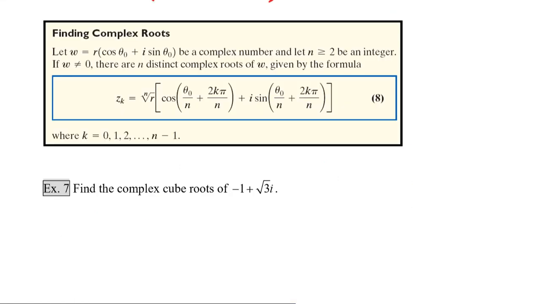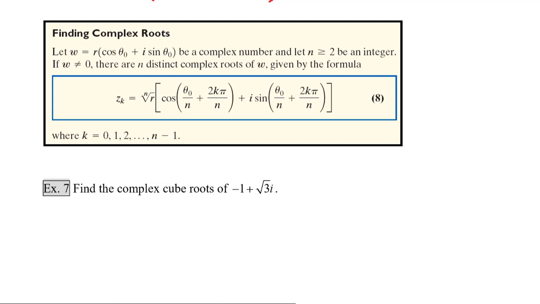So now we have reached the most complex of the complex numbers that we're going to be working with today, and this is finding complex roots. And this formula is very complicated, and I'm going to leave it here for you to be able to see. But the bottom line is that it's just easier for me to show you how this works. So example 7, we're going to find the complex cube roots of negative 1 plus root 3i.